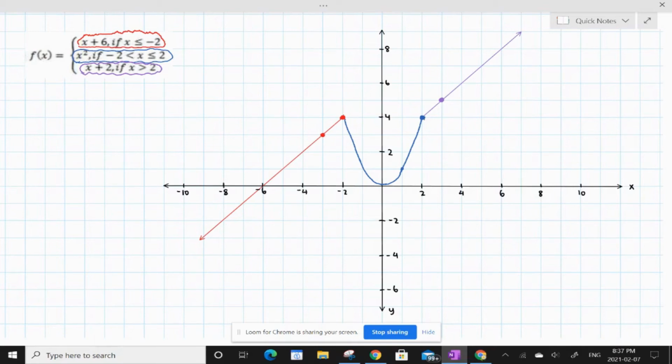Let's take a look at another example. This time I gave you the graph and I want you to create the equation for me instead.